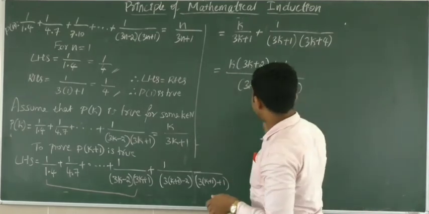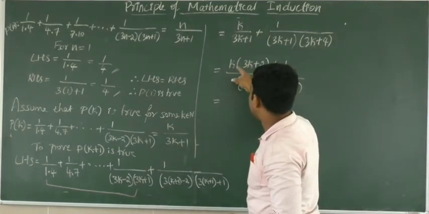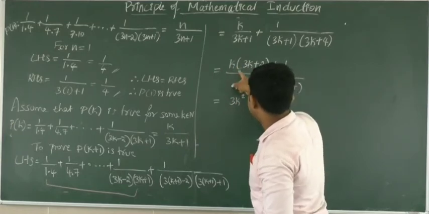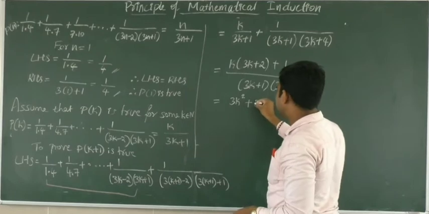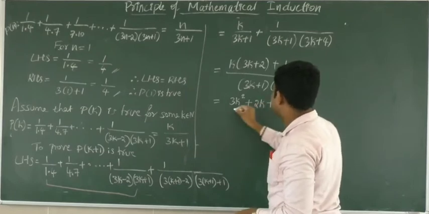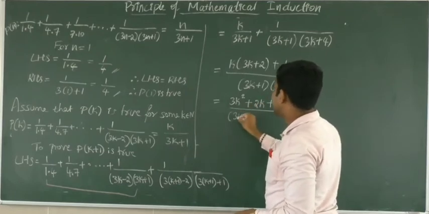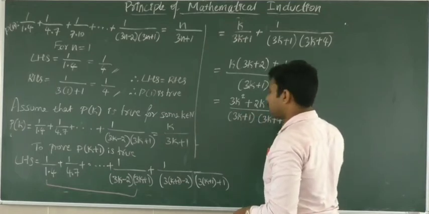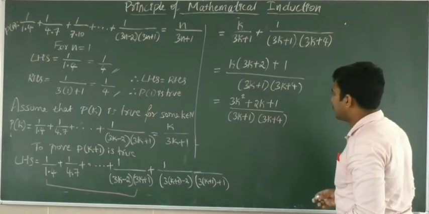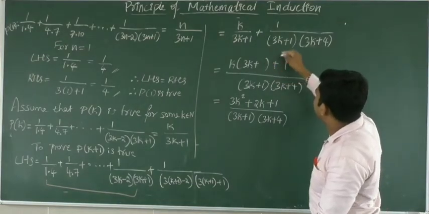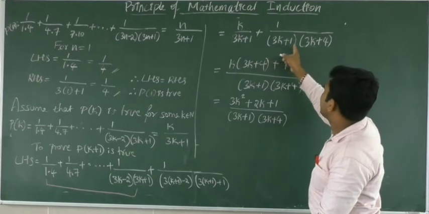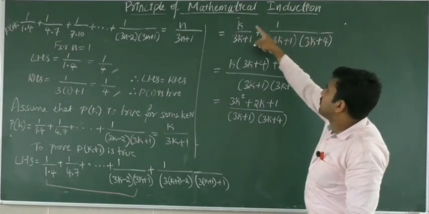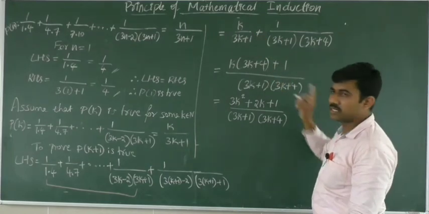Okay, no need to multiply that. Now simplify this. 3 into k, 3k square. k into 2k, k into 2, 2k plus 1, divided by 3k plus 1 into 3k plus 4. You should multiply what? 3k plus 4, not 3k plus 2, because here the extra denominator you have is 3k plus 4. So here multiply and divide by 3k plus 4, not 3k plus 2.